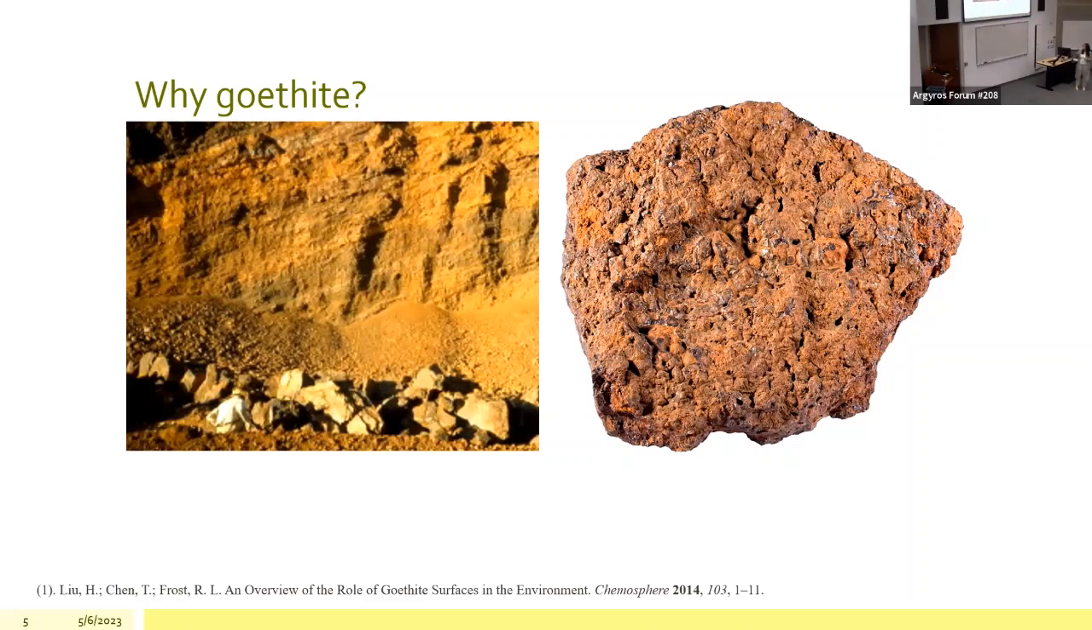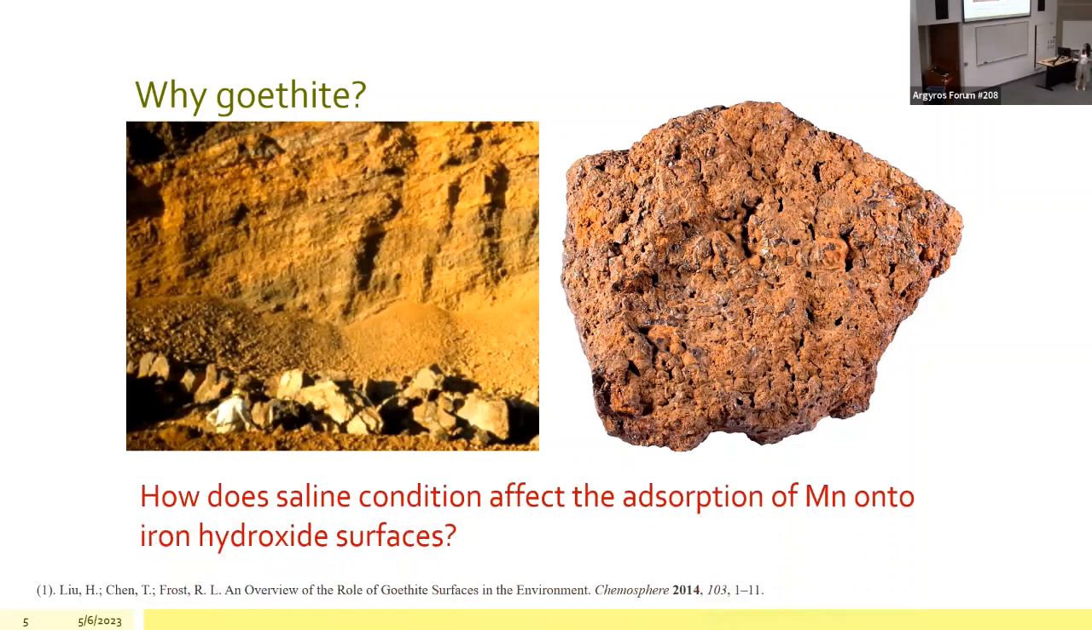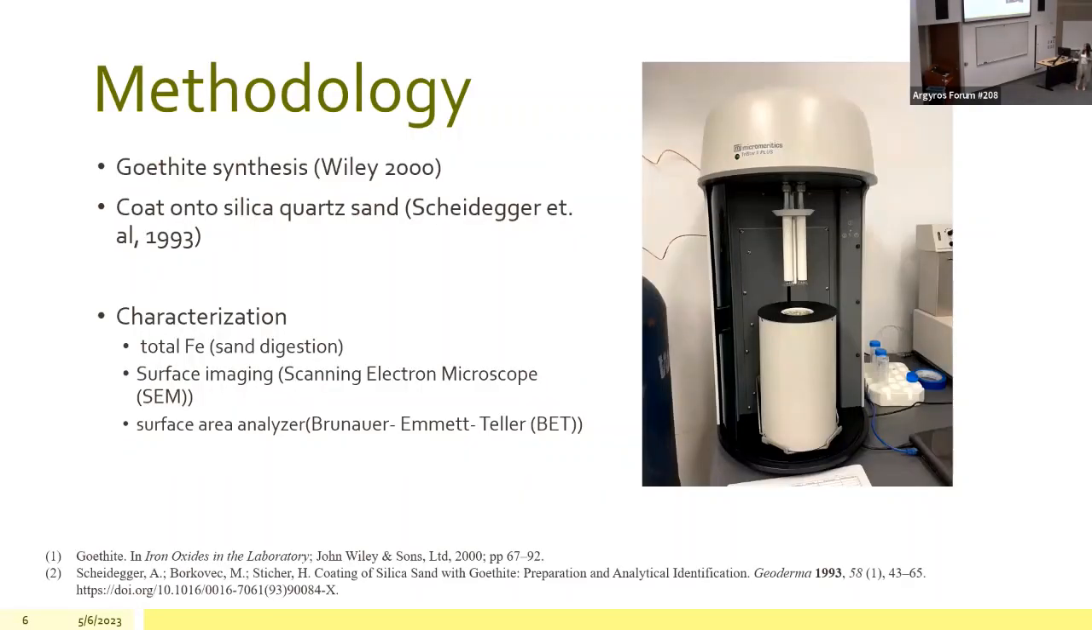So we'll look into the effects of just the goethite and how the effect of coating affects the adsorption capacity of our substrate, which poses our question: how does salinity condition affect the adsorption of manganese onto iron hydroxide surfaces? To do so, we synthesized goethite in the lab and coated it onto silica quartz sand. And we performed different characterizations, such as sand digestion to get the total amount of iron coated onto our sand. We did surface imaging using the scanning electron microscope, and we did surface area analysis using our BET.